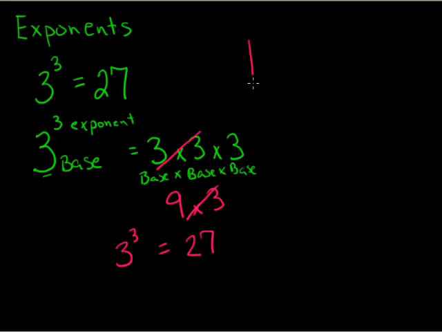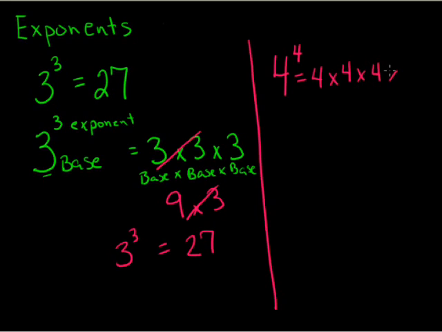Okay. We'll put a line down the middle and try another example. Say our base is 4, and we want to do 4 to the fourth power. A little harder one. 4 is the base. This 4 is the exponent. So 4 to the fourth means 4 times 4 times 4 times 4.